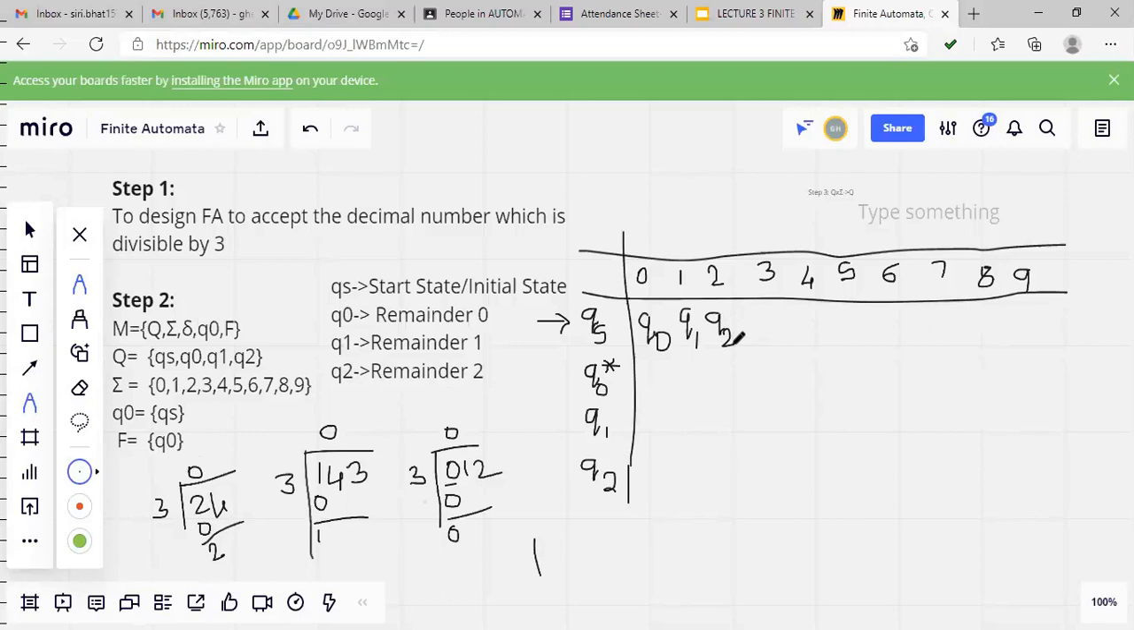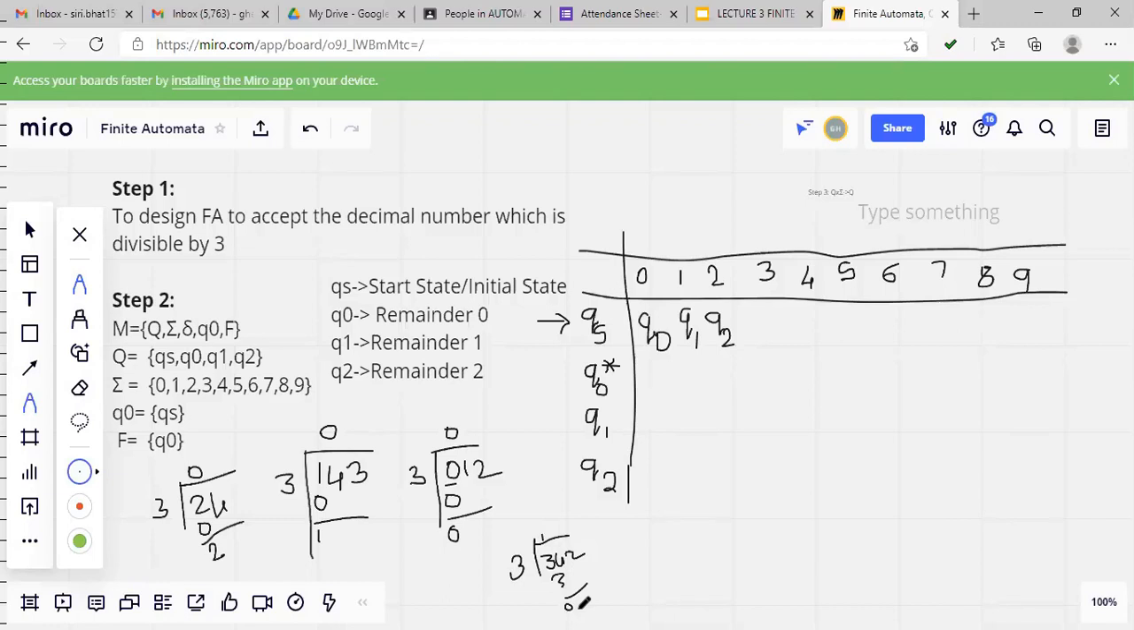Is this clear, students? Are you getting this? Okay, if I have three at the start, that is, 3, 42. So 3, 1s are 3, right? And remainder is 0 again, right? 3 is divisible by 3, so the remainder is 0.